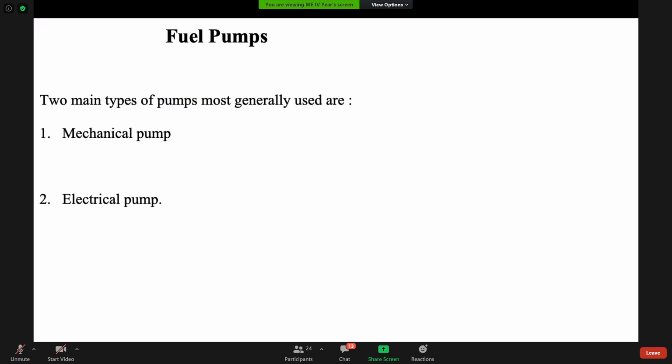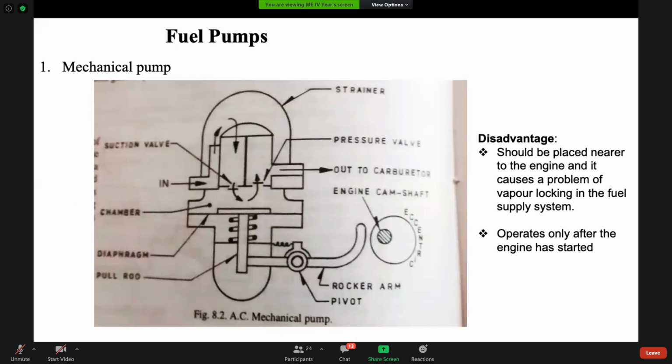Now, we will see what are the different types of fuel pumps that are used. As we have seen, there can be two types of pumps. The first one is your mechanical pump. Second one is your electrical pump. The role of this pump is to pressurize the fuel into the carburetor. So this is the mechanical pump.